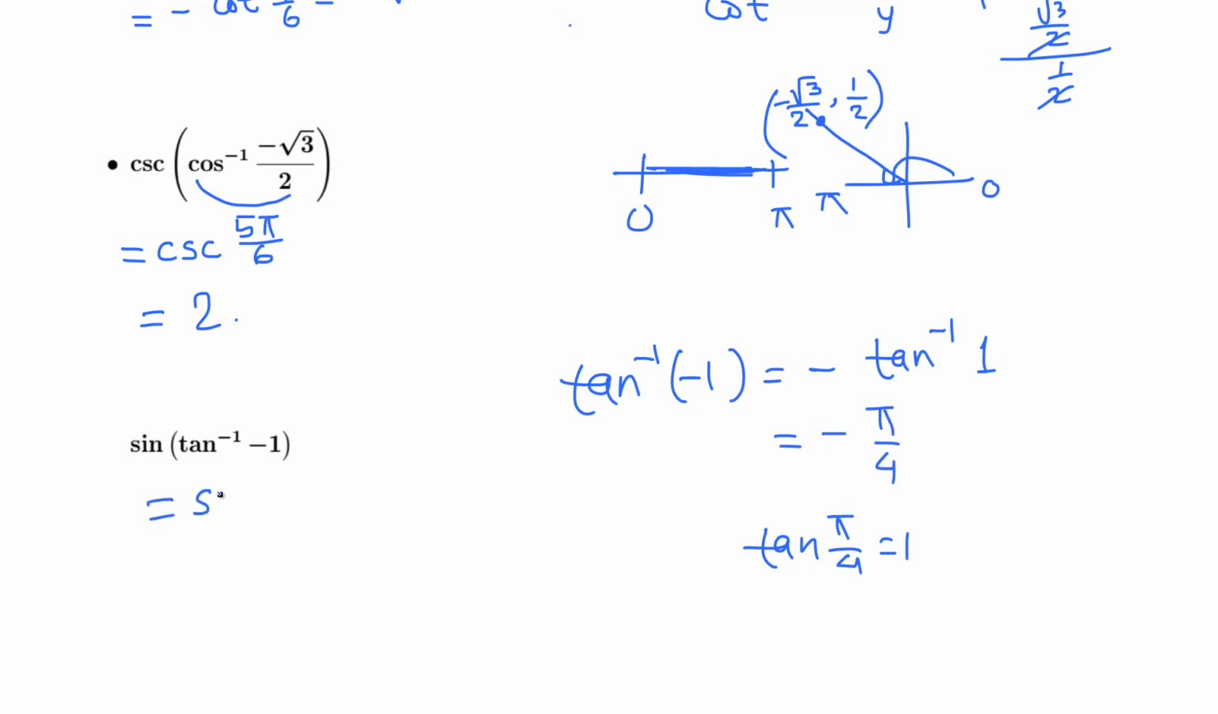So this is sine of negative pi over 4. And sine is an odd function. Odd function means the negative goes outside. Sine pi over 4, negative sine pi over 4. Look at the unit circle. So 45 degrees. Sine 45 degrees is root 2 over 2, or you can write 1 over root 2, same thing, and there's a negative sign. Final.